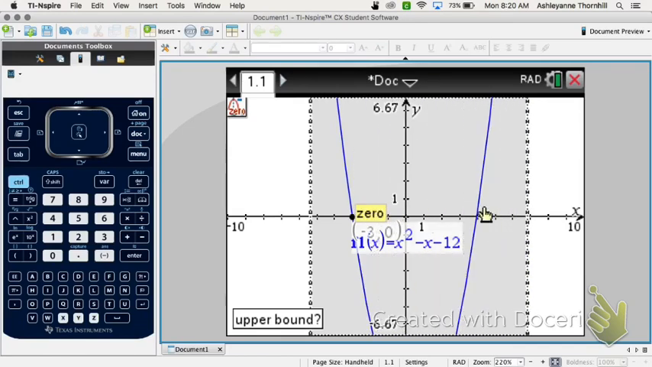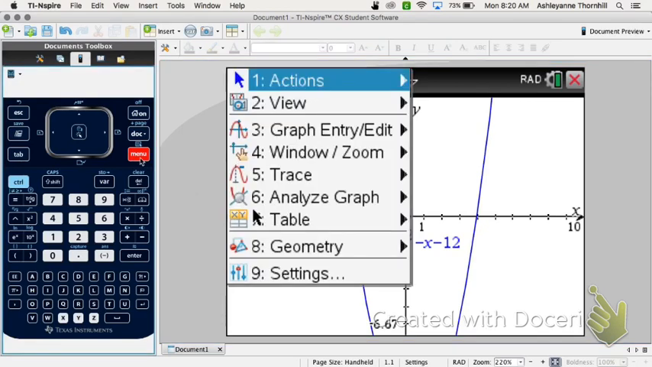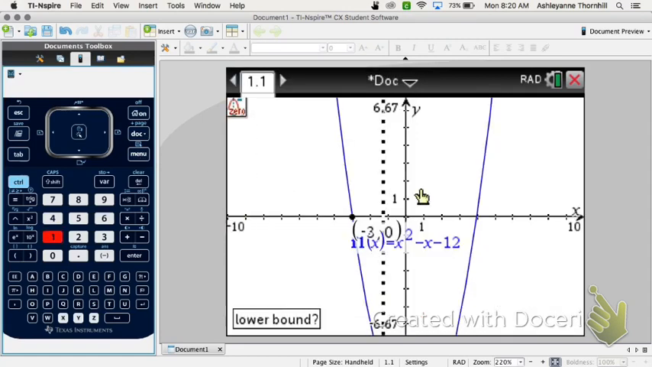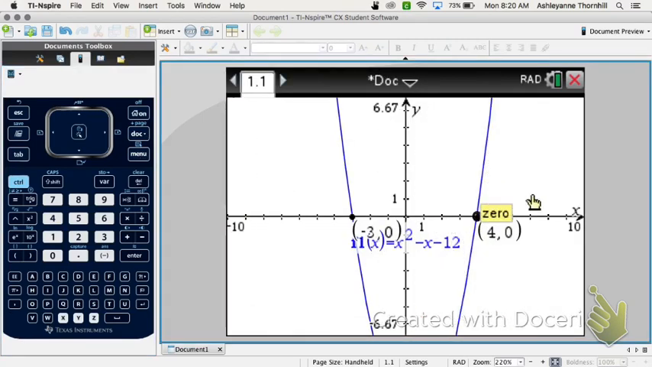Does it do both of them? No, it just does one. So then, negative 3, menu, analyze graph 0, and positive 4. Can you do both of them at once? You kind of can. If you do it in the middle, go to the left and then go to the right.